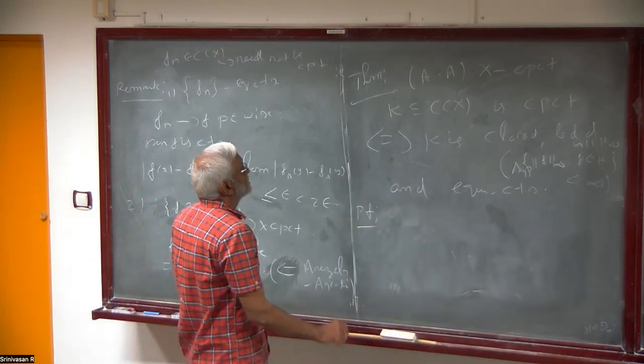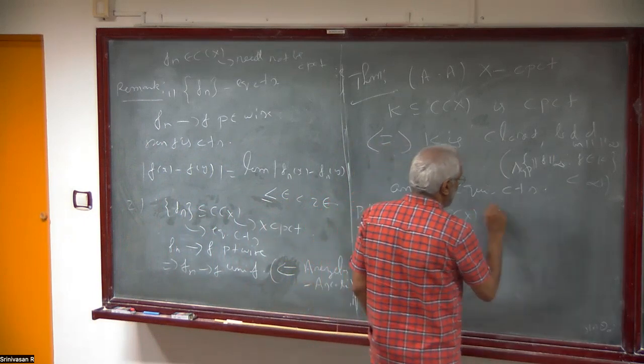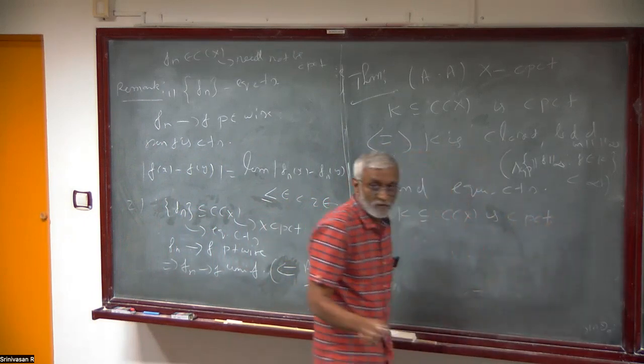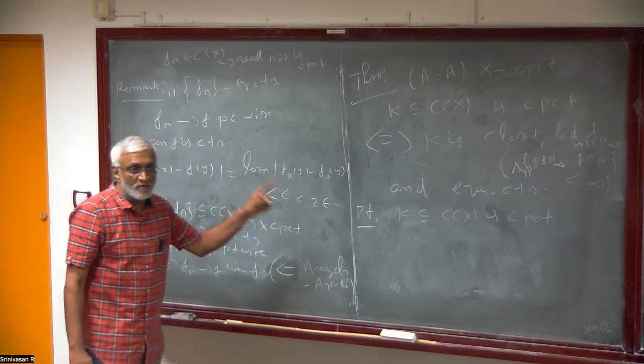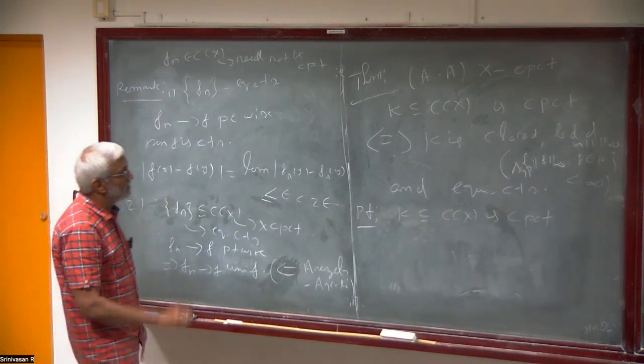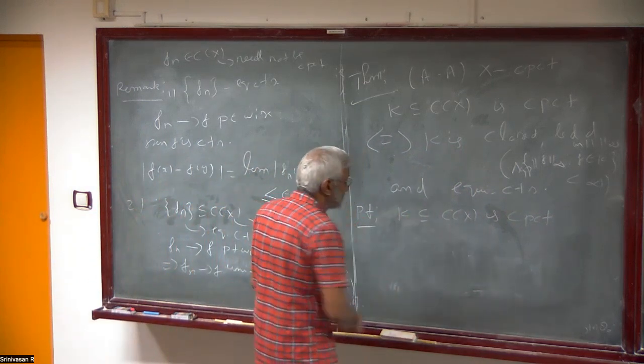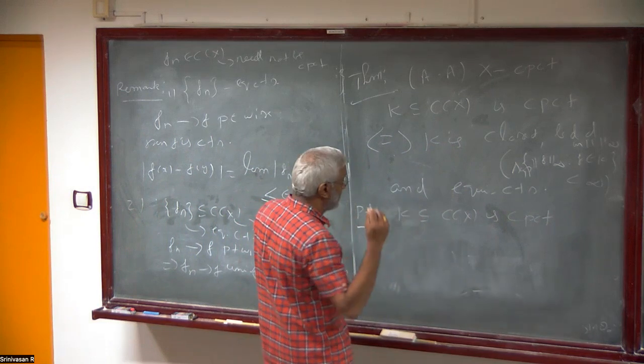The easier direction is compact implies the rest. Of course, it is closed and bounded, that is clear, since any compact set is closed and bounded. Only the equicontinuity we have to prove. So how do you prove equicontinuity? We have assumed K is compact. In particular, K is totally bounded.